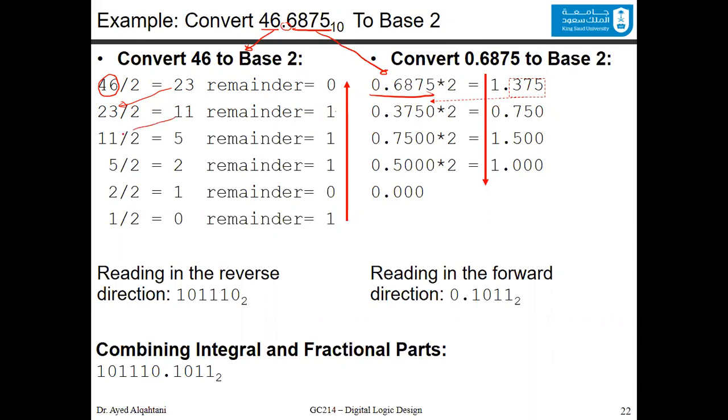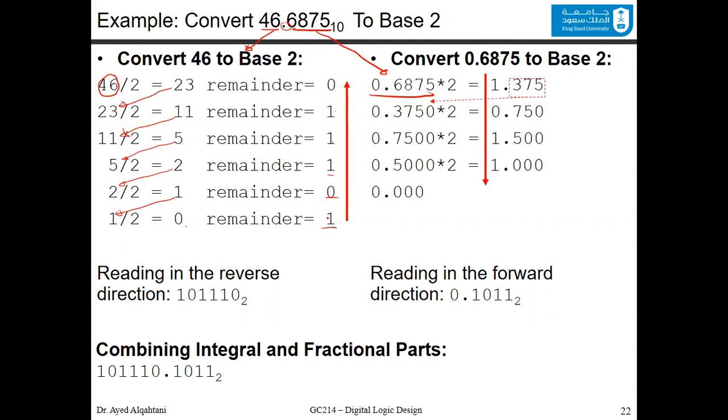Now we take this 11, we divide it by 2. It gives us 5 with a remainder of 1. You have 5 divided by 2. It gives us 2 with a remainder of 1. You divide this 2 by 2. It gives us 1 with a remainder of 0. And then you take 1 divided by 2, and this is the last step. It gives us 0 with a remainder of 1. Now you got the result in a column this way.